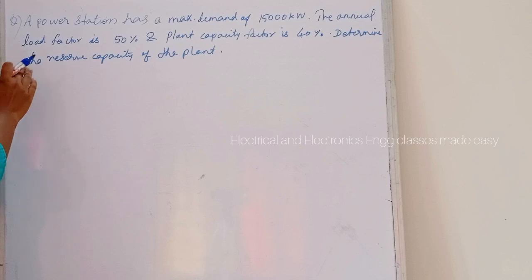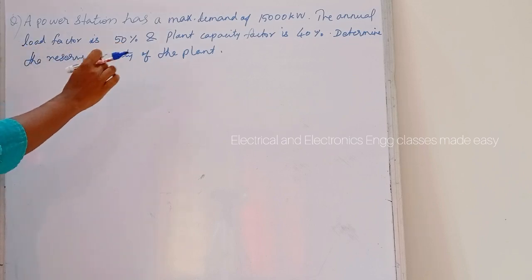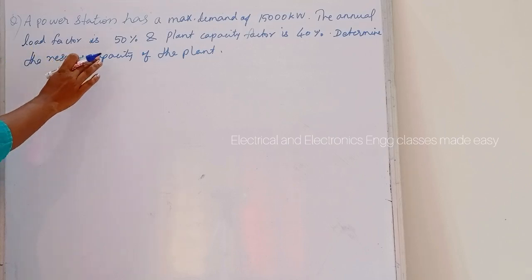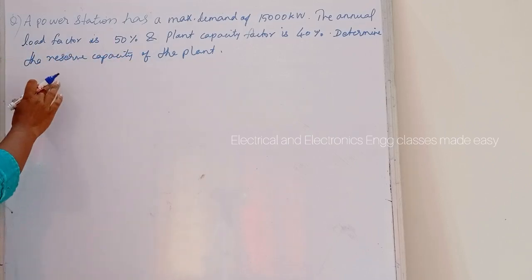Let us do another problem. A power station has a maximum demand of 15,000 kilowatt. The annual load factor is 50% and the plant capacity factor is 40%. Determine the reserve capacity of the plant.